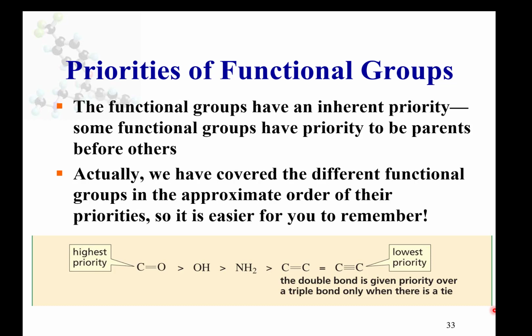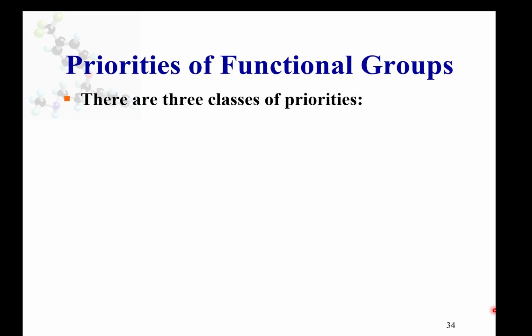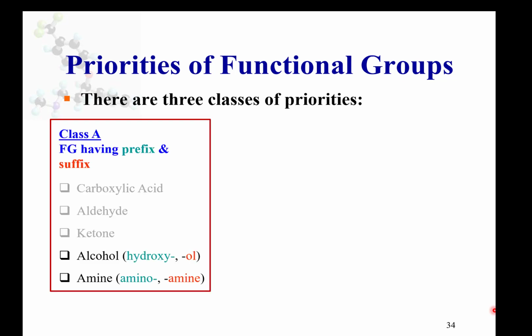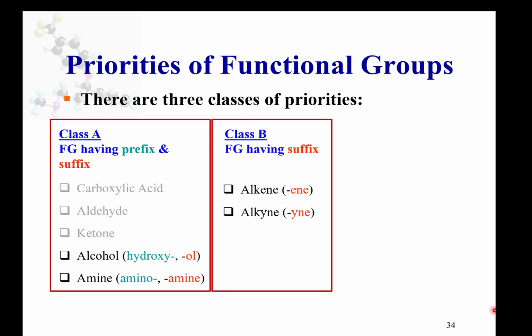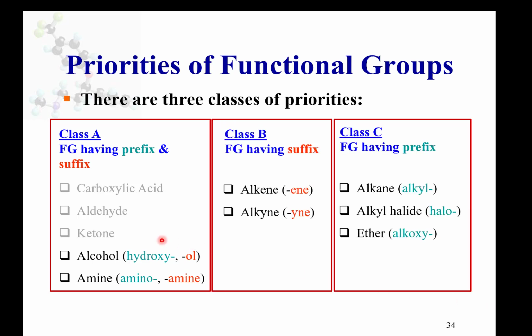Now, in case you're wondering what this order is, we have actually covered the different functional groups in the approximate increasing order of their priorities, so that hopefully from videos 1 to 6, it is easier for you to remember the priorities that we have covered. Actually, there are 3 classes of priorities: Class A, Class B, and Class C. In Class A, we have covered the alcohols and the amines. The other functional groups in Class A we'll cover in a later course. In Chem 2441, these are the only 2 in Class A we have talked about.